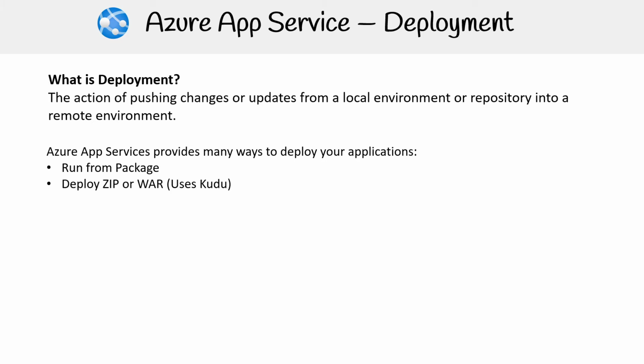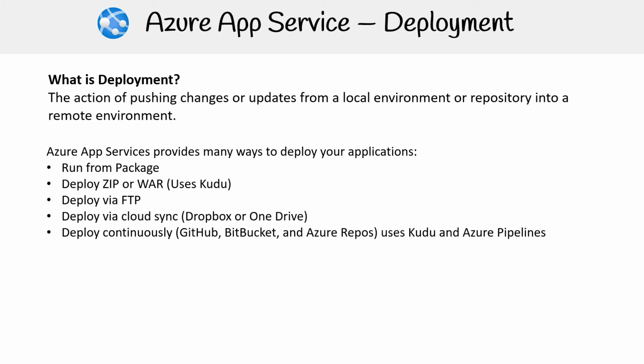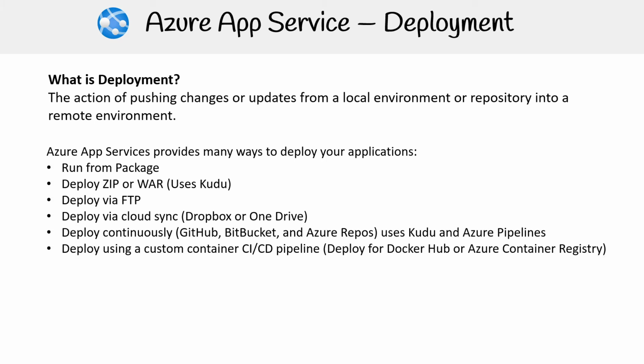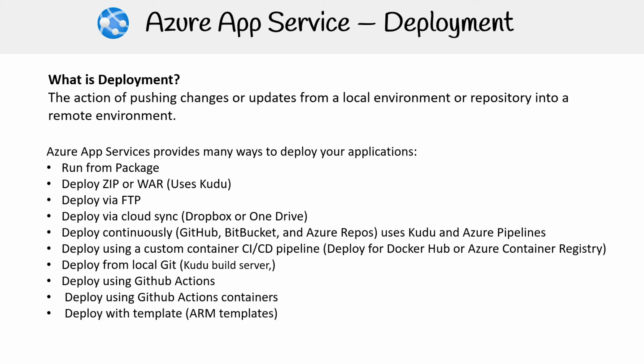So we can run from a package, deploy a zip or a RAR, deploy via FTP, deploy via Cloud Sync, deploy continuously from something like GitHub, or use Azure Pipelines, deploy using custom containers, using Docker Hub or Azure Container Registry, deploy from a local Git repo, deploy using GitHub Actions, deploy using GitHub Action Containers, or deploy with an ARM template. We're not going to look at all of these and how they work, but let's look at a few of them so we have an idea of how robust these options are.